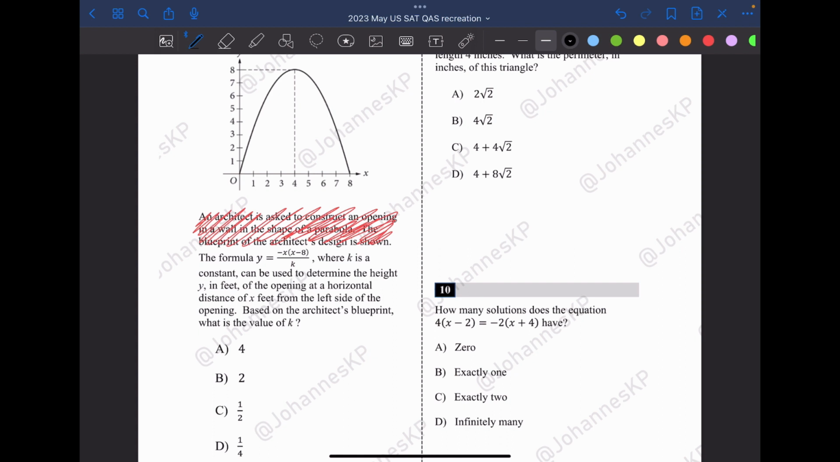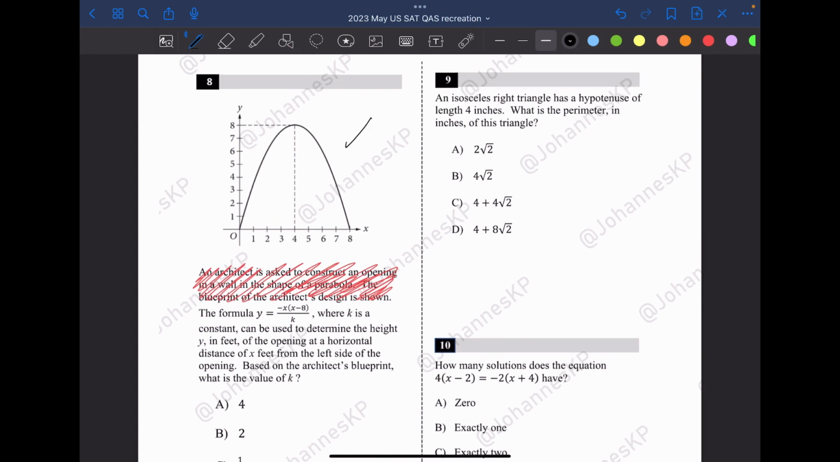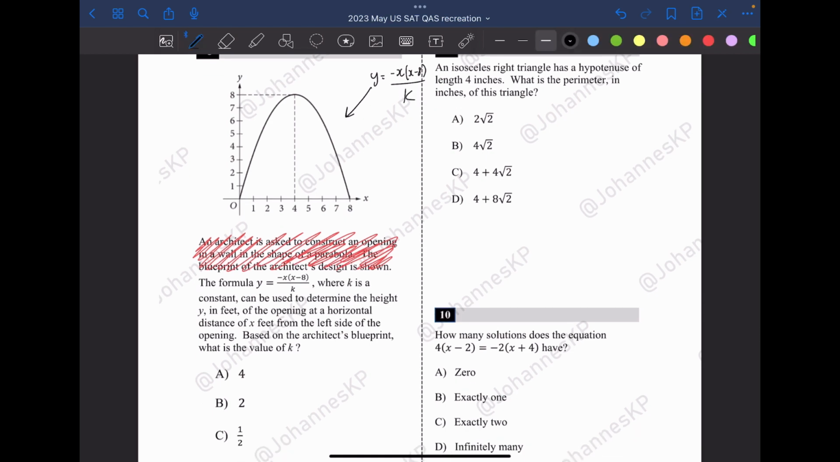But yeah, and then the formula of the actual parabola over here is given by y is equal to negative x times (x minus 8) over k. This is kind of the most important thing in the question, because that's the formula of the function, or how you get the parabola. And then you are told that k is a constant and can be used to determine the height y. Okay, whatever, it's a function.